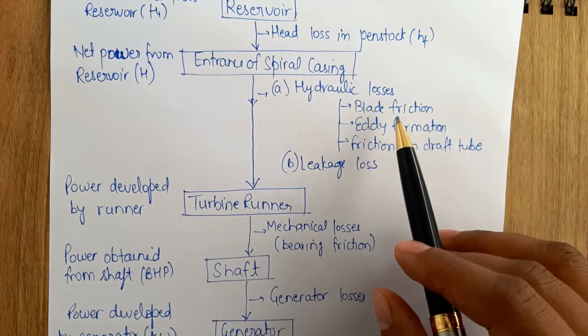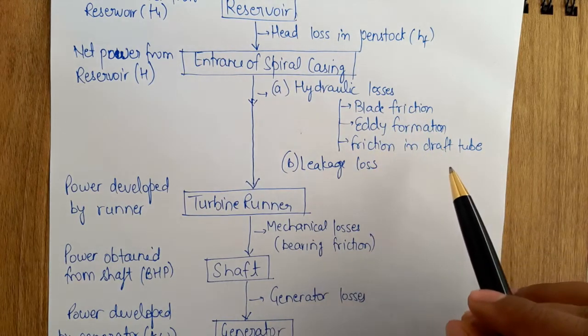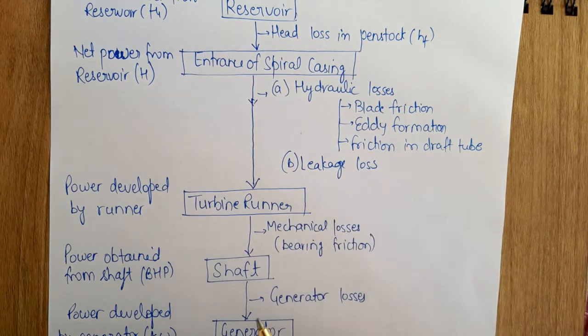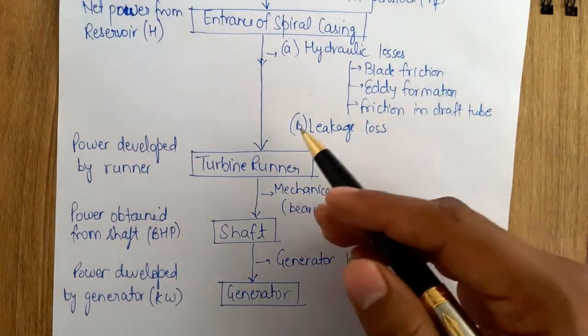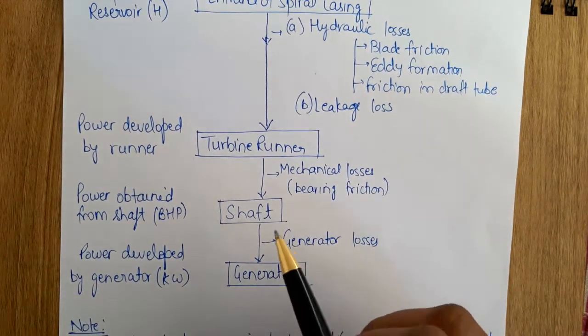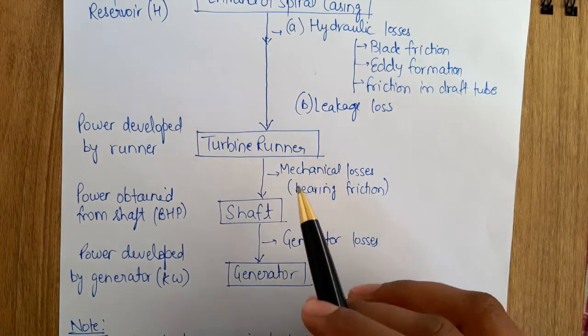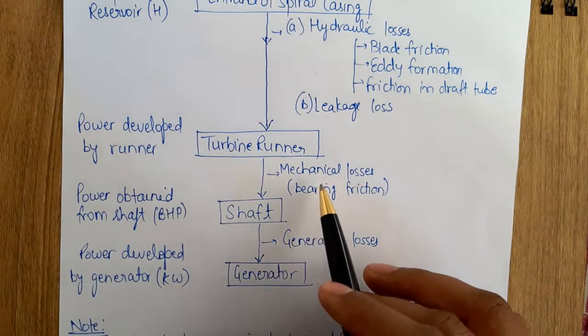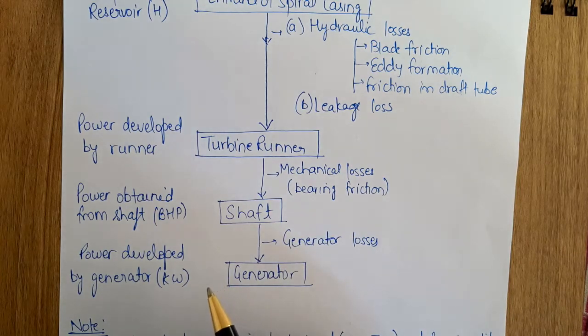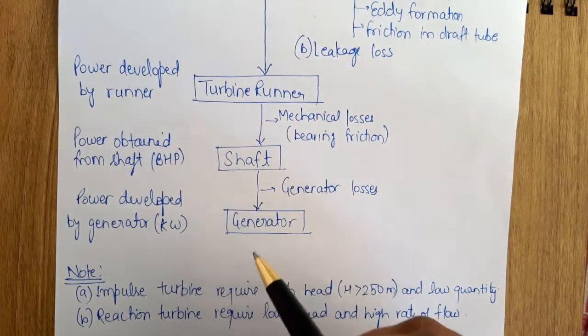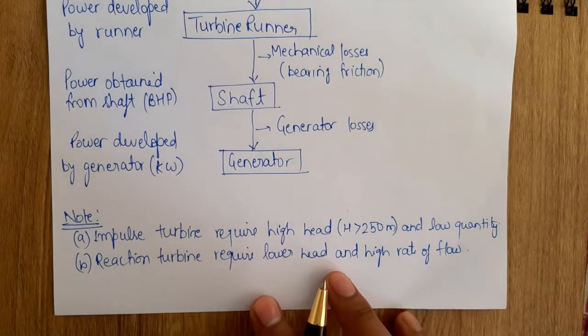Hydraulic losses are due to blade friction, eddy formation, and friction in the draft tube, and there are leakage losses also, due to leakage of the water. Now power developed by the runner is produced at the turbine runner. From the turbine runner to the shaft, we have some mechanical losses due to bearing friction, and a similar case applies from the shaft to the generator, where some generator losses are there.